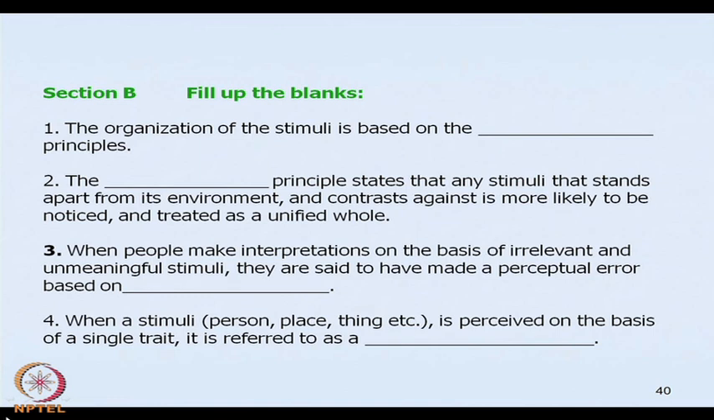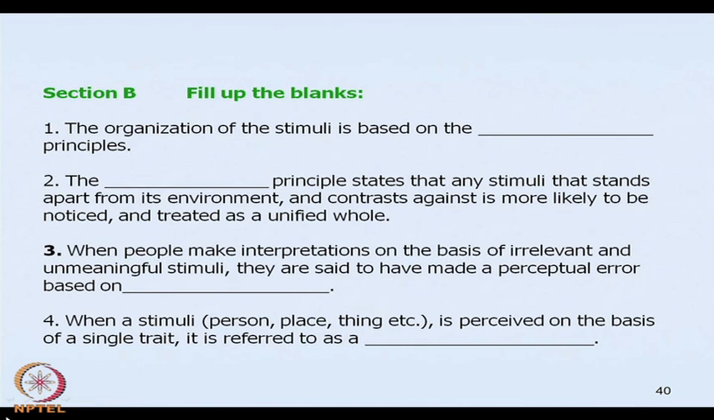Question three, when people make interpretations on the basis of irrelevant and meaningless stimuli, they are said to have made a perceptual error based on irrelevant cues. So, the answer is irrelevant cues. When a stimulus is perceived on the basis of a single trait, it is called the halo effect.